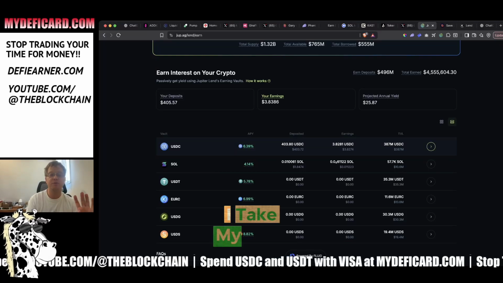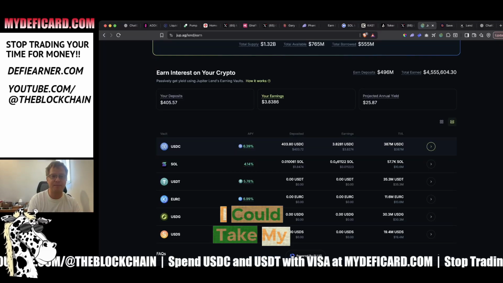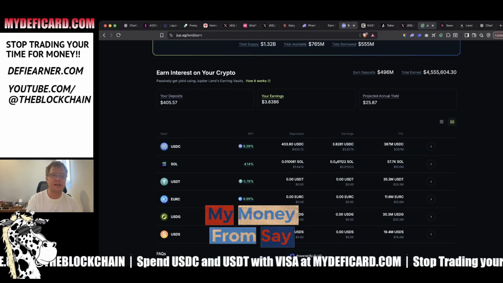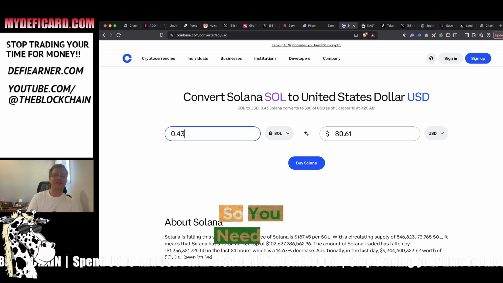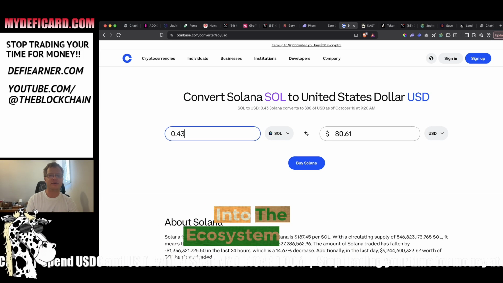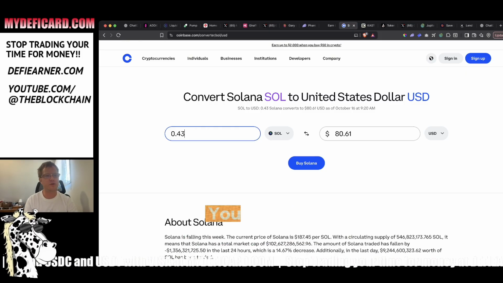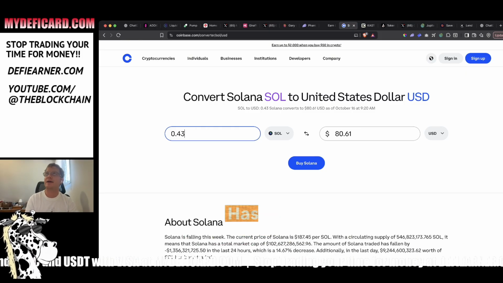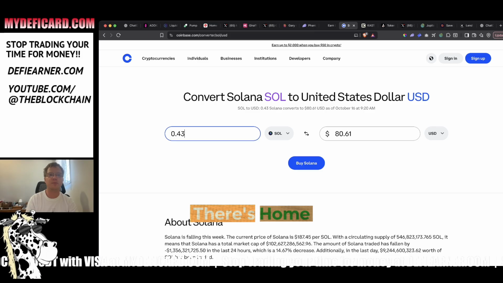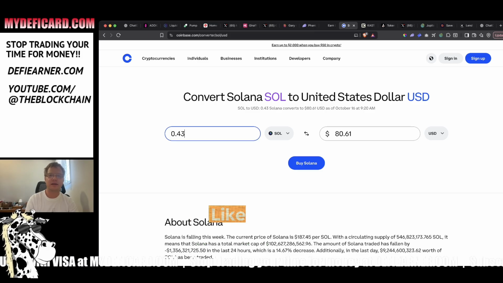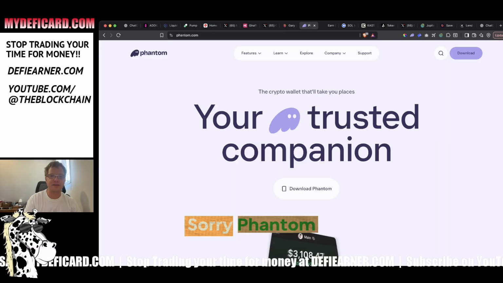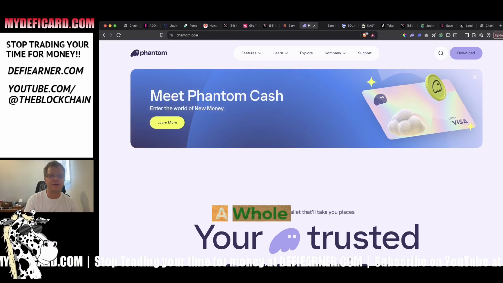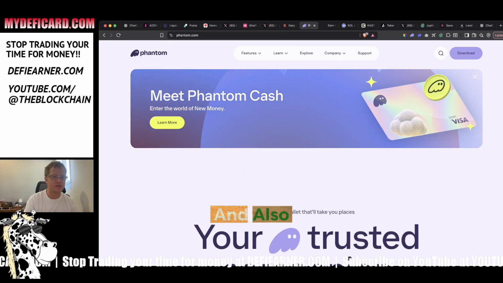I take my USDC. Say I could take my money from, say, Coinbase. You use whichever way you want to onboard it. So you need to get your first cryptocurrency into the ecosystem. You go to Coinbase. You could also use Stripe, which has an onramp. There's a whole bunch of them. Even Phantom, sorry, not Jupiter, Phantom, they have a whole bunch of onboarding methods now, and also ways for you to spend.